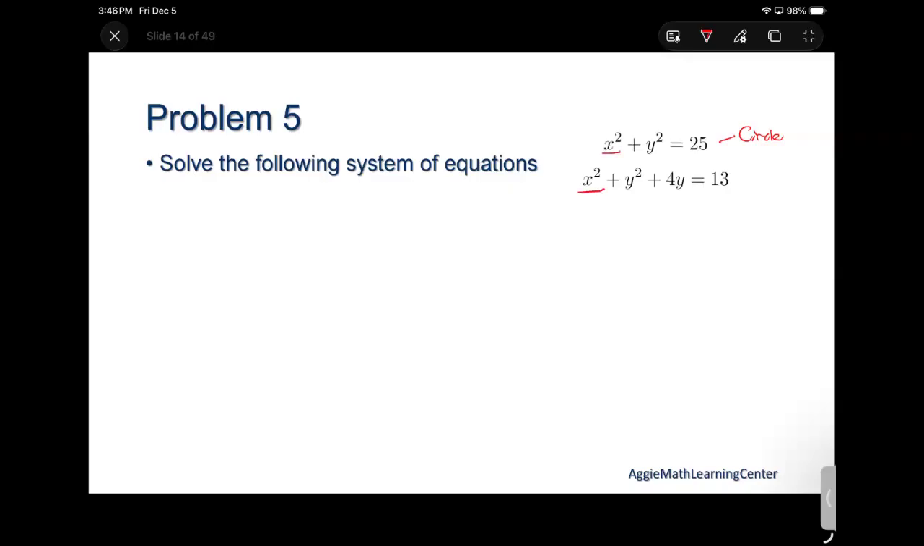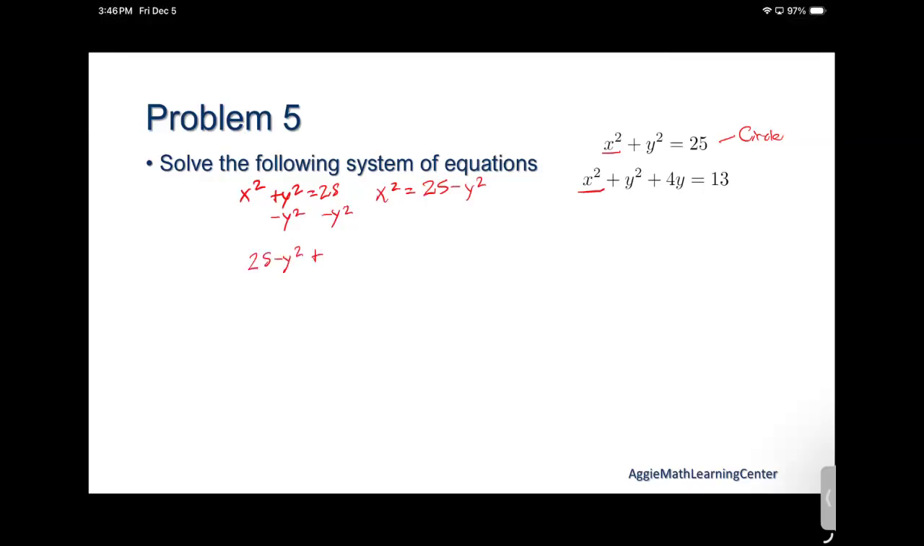So we can solve for x squared on one of these equations. I'll solve for x squared on the top equation. So x squared plus y squared equals 25. I can subtract y squared from both sides, and I get that x squared is equal to 25 minus y squared. Now that I have a term for x squared, I'm going to plug it into the other equation. So from this other equation, I have 25 minus y squared plus y squared plus 4y equals 13.